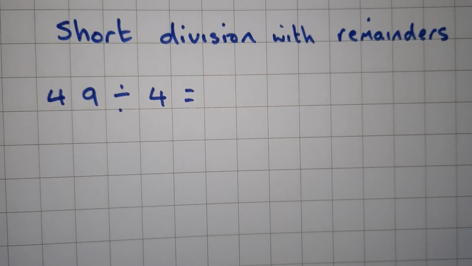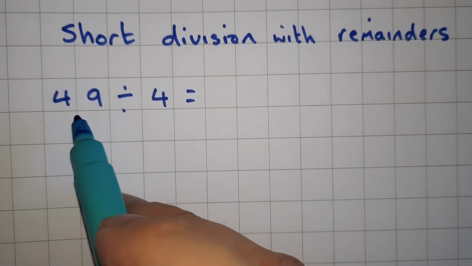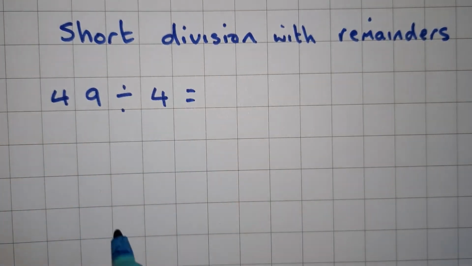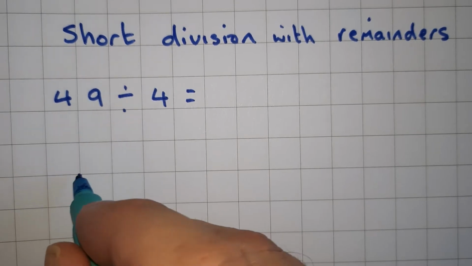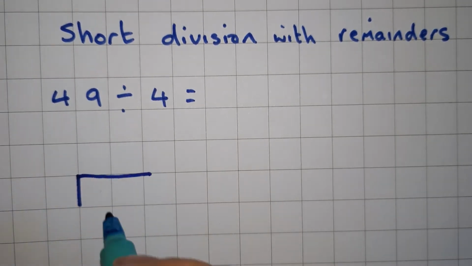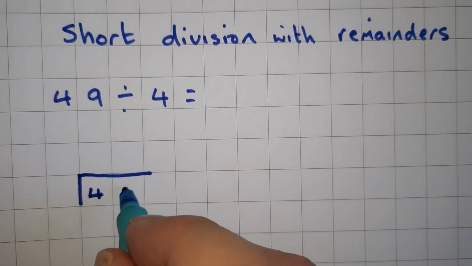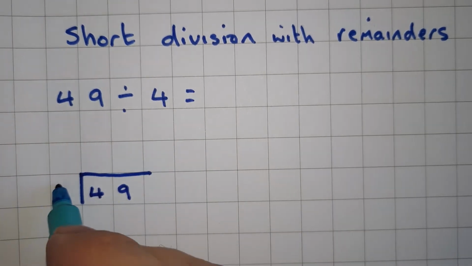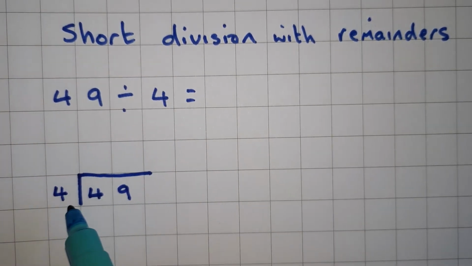Today we're going to be looking at short division, but this time we're going to include remainders. Here's a simple problem. 49 divided by 4. We start by drawing our bus shelter. We put the 49 under the bus shelter and the 4 on the outside.